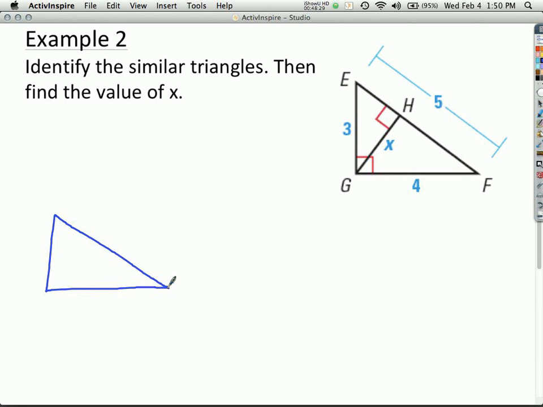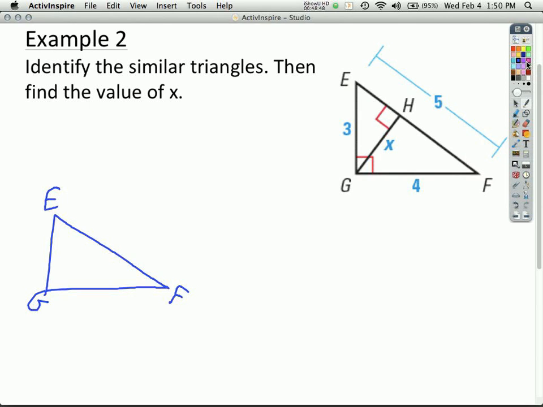But now here's the important part, labeling. So now this is E, G, F. Okay? All I did was copy. That's not a big deal. Now, I want the middle size triangle. The middle size is going to be this one right here.